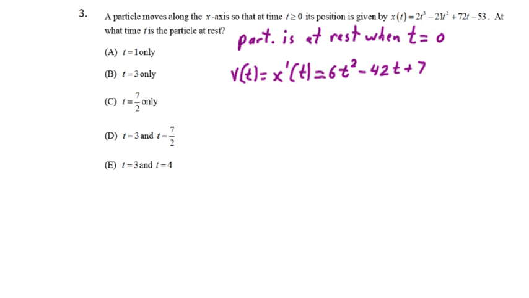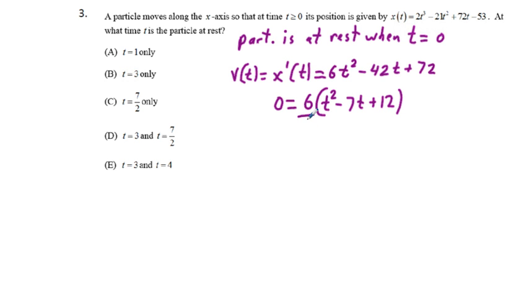It helps to be able to write 72. Okay, what we're going to do is set this v of t equals x prime of t equal to 0. So 0 equals, we're going to factor out a 6 from each of these terms. So 6 times what equals 6t squared? Well, it's going to be 6t squared. 6 times what equals negative 42t? It's going to be minus 7t. And finally, what times 6 equals 72? That's going to be 12.